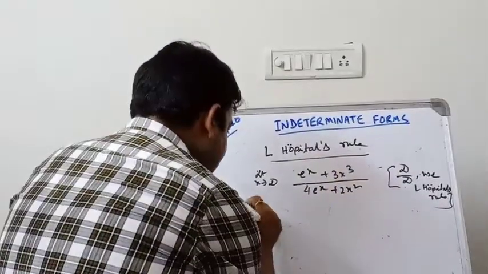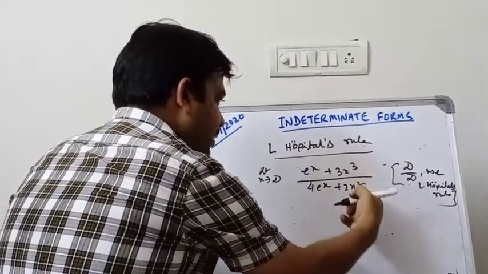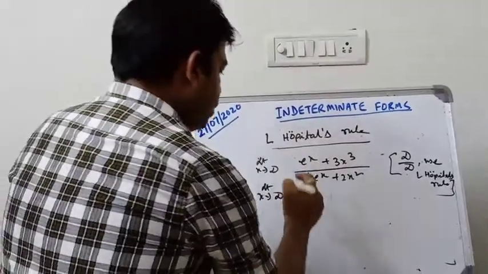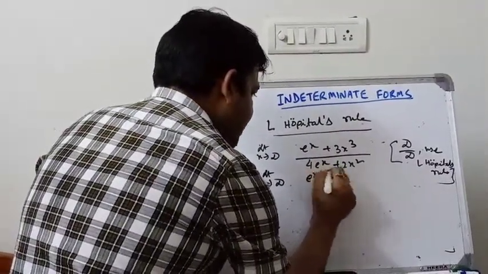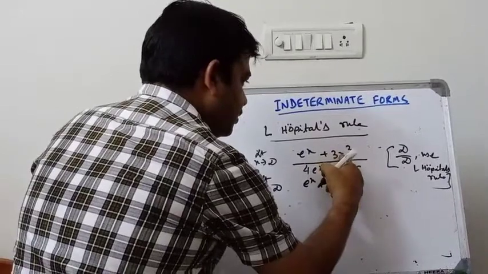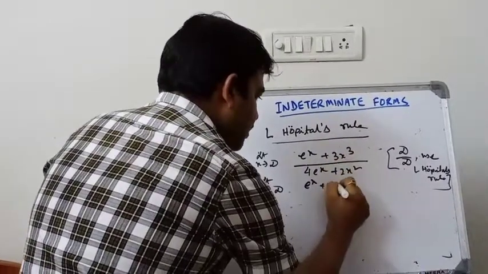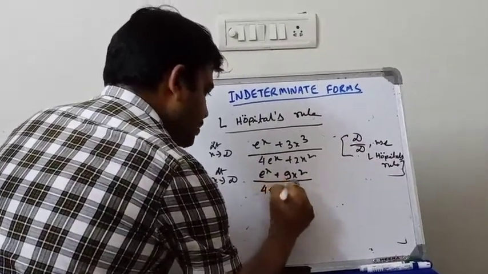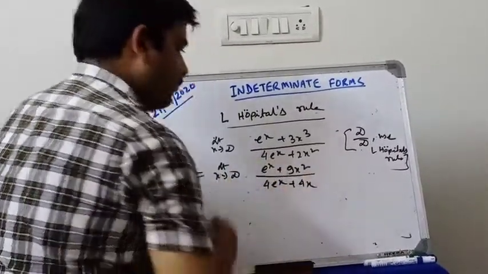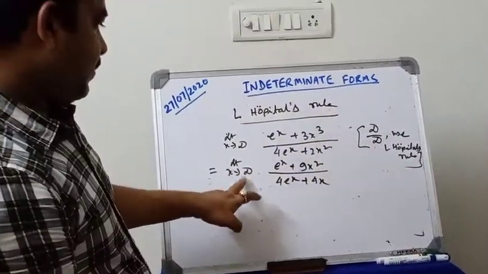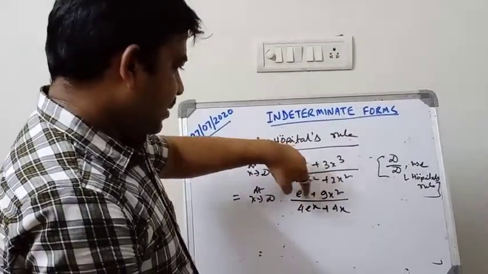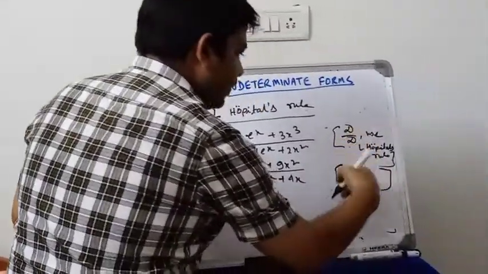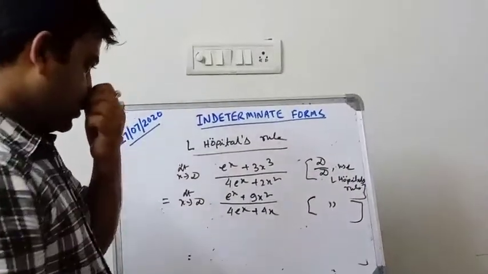So L'Hopital's means you have to take the derivative of both numerator as well as the denominator. So limit x tends to infinity, e to the power x derivative is e to the power x only, and 3x to the power 3 derivative is 9x square. Denominator 4 e to the power x, no change, and it is coming 4x. Again, if I put infinity in place of x, it is coming infinity by infinity form, so use L'Hopital's rule.